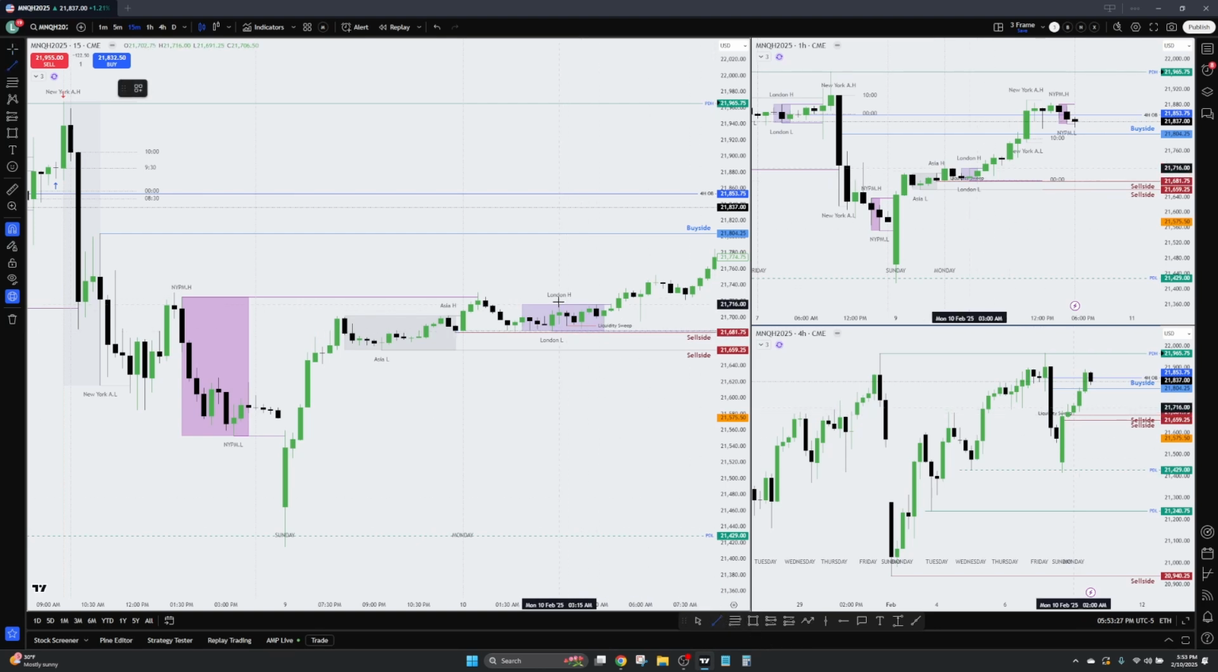And during London, we can see a displacement move, creating a change in the state of delivery. It returns back into a very small fair value gap right here, moves up, creates another one right here.